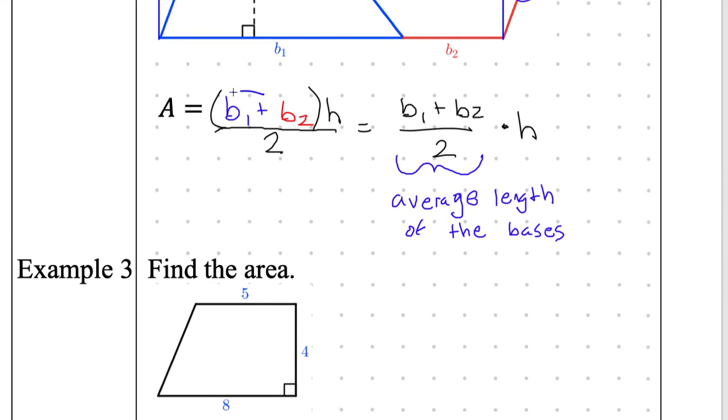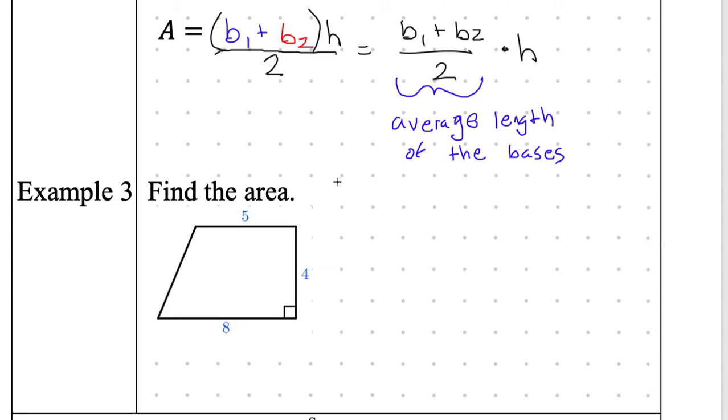What is the first thing that I'm doing right here? You're going to add the bases. Okay, what are the bases? 8. And? 5. Okay, then what? Then you're going to multiply it by 4. Okay, and then? And then divide it by 2.